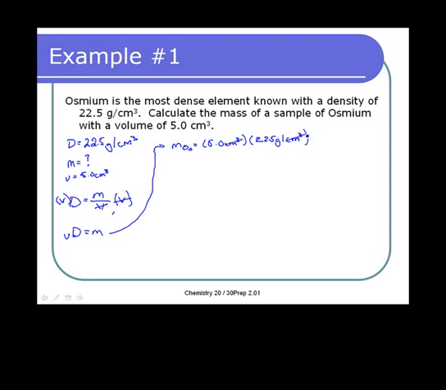Our cubic centimeters cancel, and when I multiply the two numbers together, I get 112.5 grams. Now I go back to my question and see how many significant digits I have. This number has 3. This number has 2. I always go by the least, so I can only use 2 significant digits. So I'm going to change this into scientific notation, moving my decimal place 2 spots over. My answer will be 1.1 times 10 squared grams. I'll just put a circle around my answer.